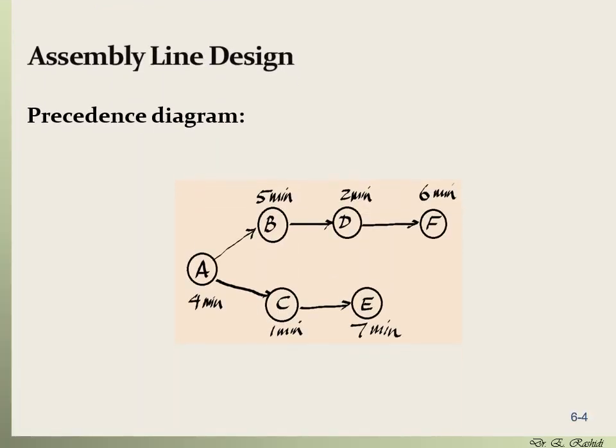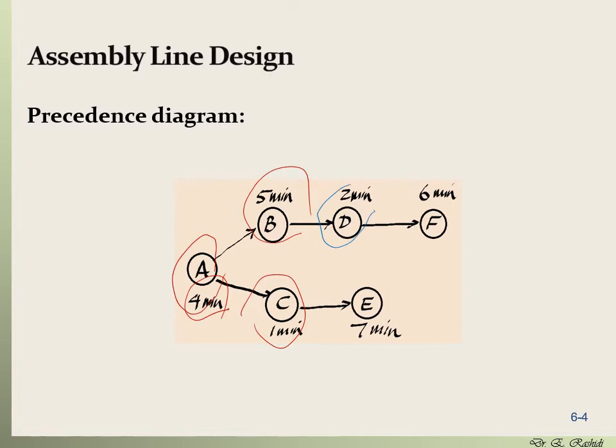So let's see an example. Here we have a precedence diagram, which specifies the order in which tasks must be executed and the associated processing times in minutes. For example, the first task that needs to be processed is task A, with 4 minutes processing time, and task B and task C are right after task A, with processing times of 5 minutes for B and 1 minute for C.